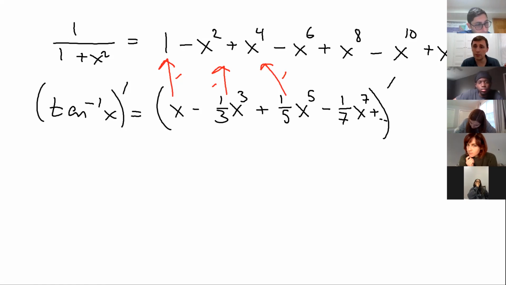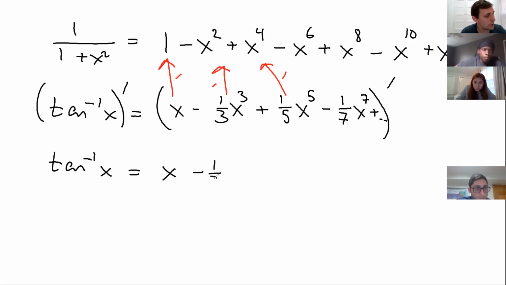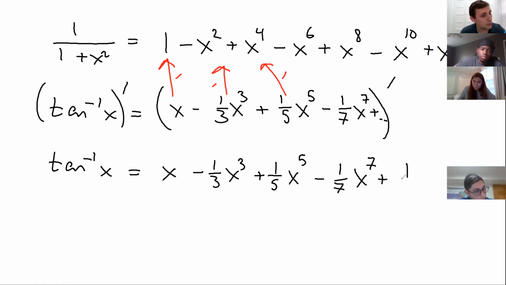In other words, I figured out how to calculate using tangent inverse. I'm saying that tangent inverse of x is x minus 1/3 x cubed plus 1/5 x to the power of 5 minus 1/7 x to the 7 plus 1/9 x to the 9, and so on and so forth. Yes?